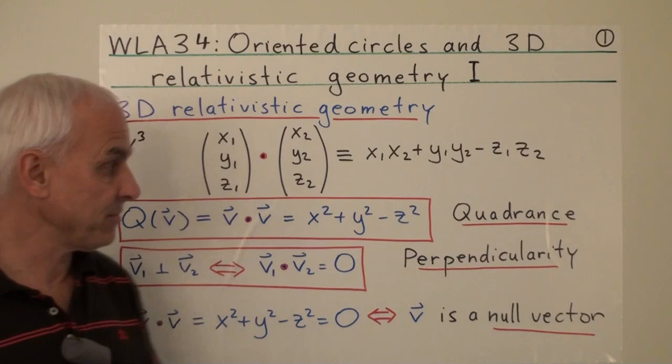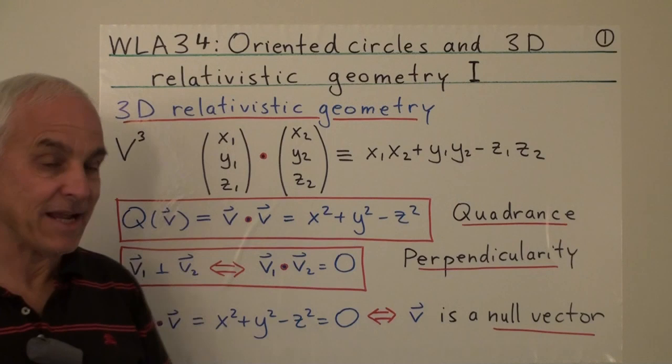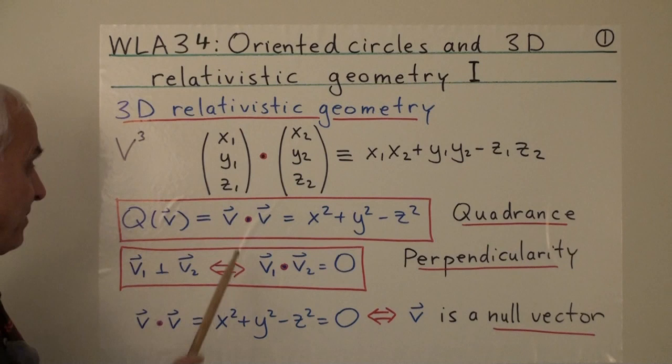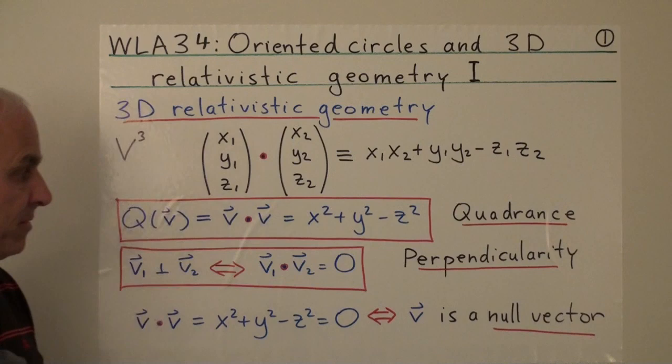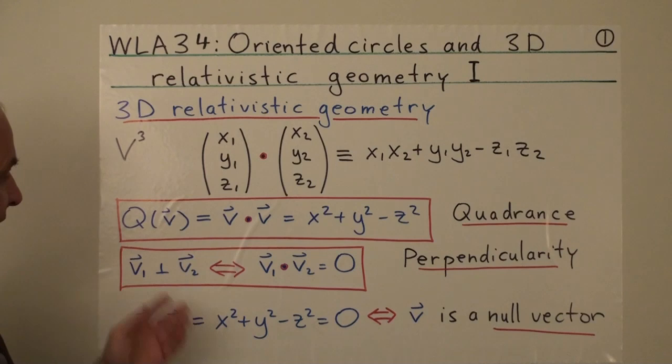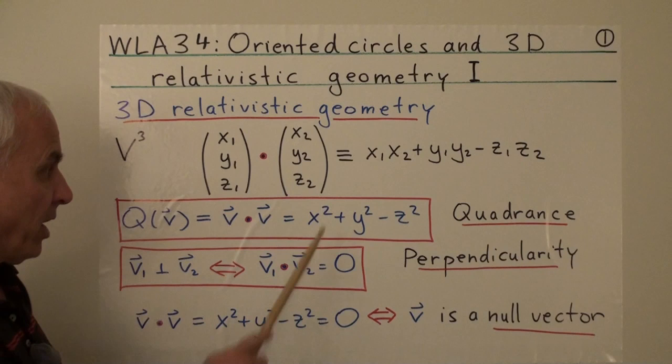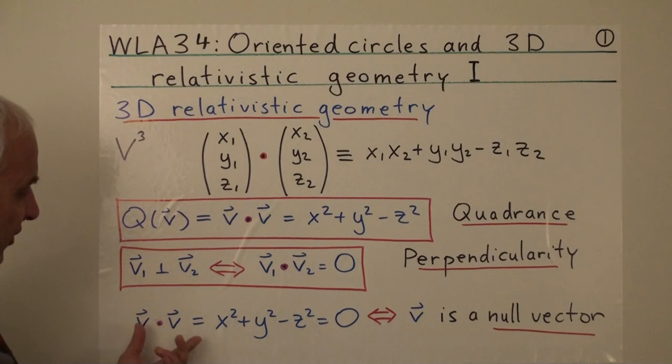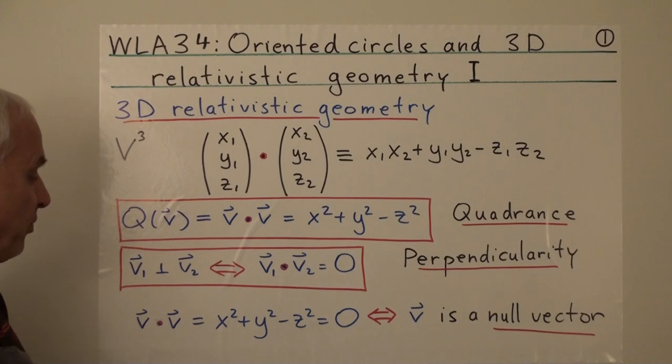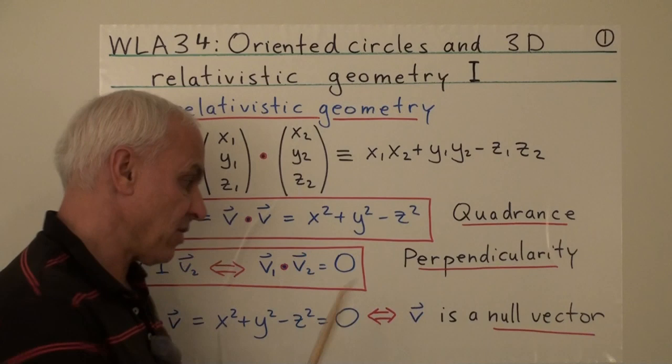Okay, so the natural things that are now almost second nature for us to do are, first of all, to define the quadrance of a vector in three-dimensional space, just v dot v, and in coordinates it's x squared plus y squared minus z squared. That's sort of the fundamental quadratic form that exists in our space. And the notion of perpendicularity: two vectors are perpendicular precisely when their dot product, in this sense, is zero. And we have this interesting notion of a null vector: a vector v whose dot product with itself is zero, in other words, when x squared plus y squared minus z squared equals zero, is called a null vector.